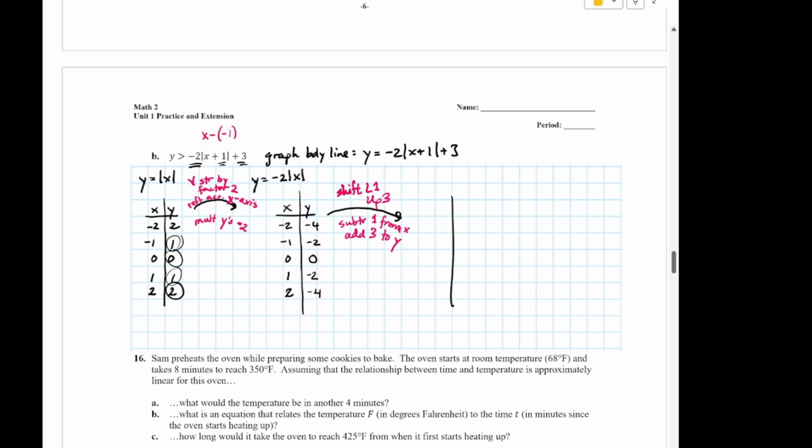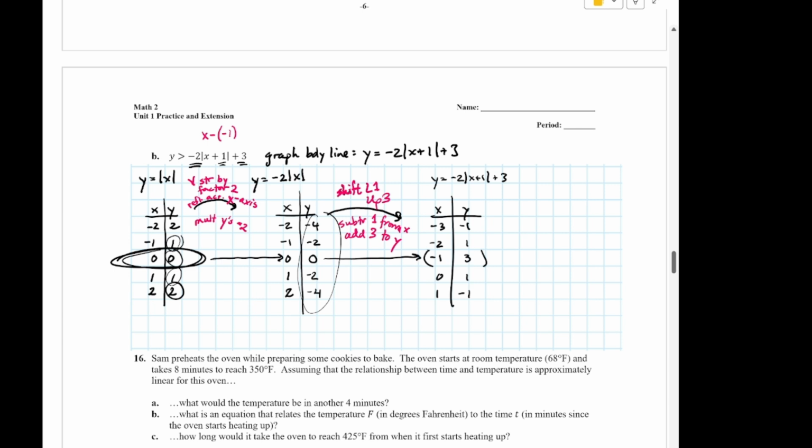So then in our new chart, x, y, this is now for y equals negative 2 times the absolute value of x plus 1, plus 3. The x's all got 1 subtracted from them, so instead of negative 2, it's negative 3. So they all went down by 1. 2 minus 1 is 1. And then I've got to take all my y's and add 3 to them. So that becomes negative 1, 1, 3, 1, and negative 1. And these are my points on the graph. This used to be my vertex. That turned into this, which turned into this. This is my new vertex.